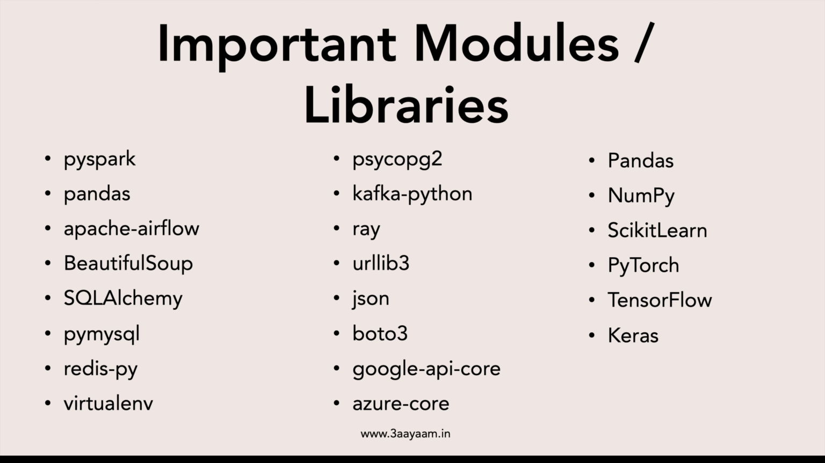So if you want to use Python to work on AWS services like Kinesis, S3, etc., you will have to use Boto3. Similarly, we have Google API Core for GCP. I'm not sure whether the name of this has been changed now or not, but as of this recording, this is Google API Core. Similarly, we have Azure Core, and then we have other libraries like NumPy, Scikit-learn, PyTorch, TensorFlow, Keras. These are all for machine learning and deep learning or neural networks.